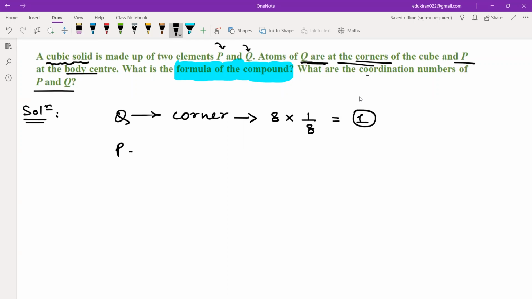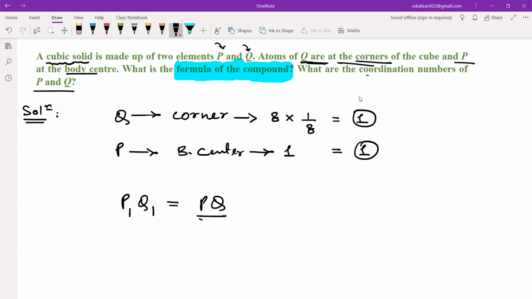Then you will write P, and P is at the body center, right? Hence, how many P will be there? There will be only one P, and its contribution will also be 1. Then you will circle this. Then you will write P1, Q1, and you see that 1 and 1 is there. So you can just write the formula of this compound as PQ. Is this clear? Yes or no? Please tell me. Yes, sir.